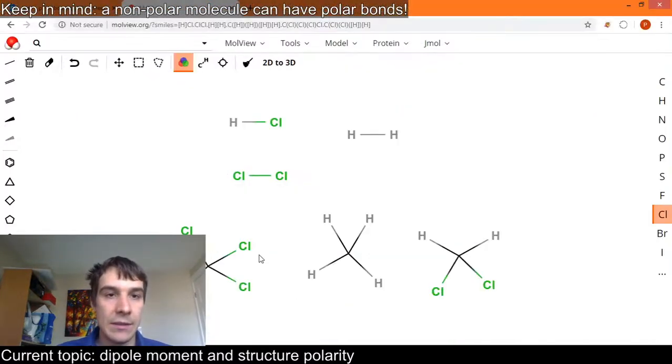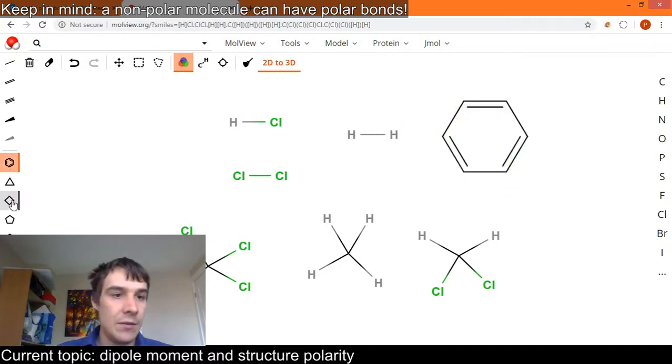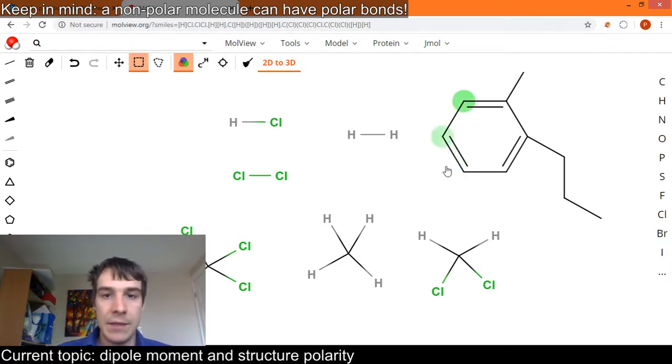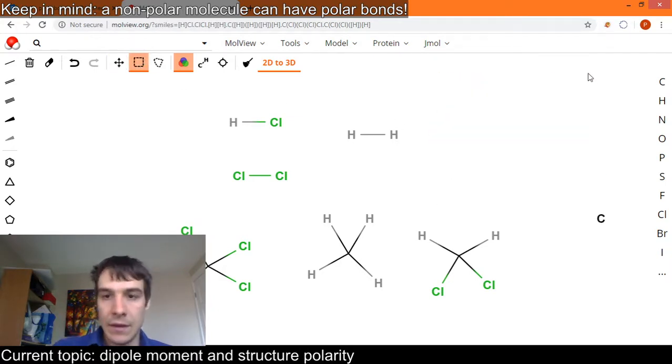And this is MoleView. It's this really great software or online thing where you can draw all kinds of things. You can draw structures, do weird stuff like that. But I'm going to erase that one because I don't want it. But much more interestingly than that, you can actually see them in 3D.